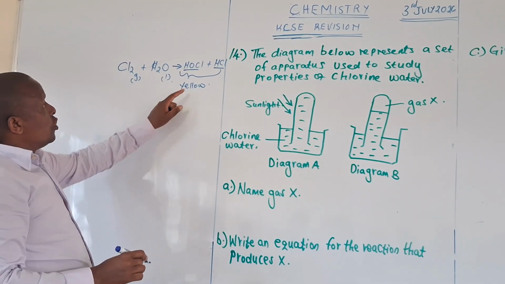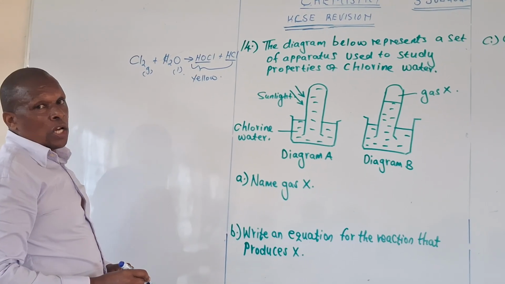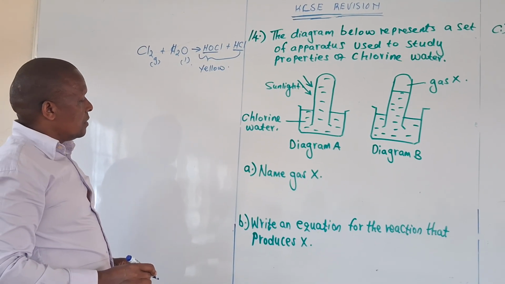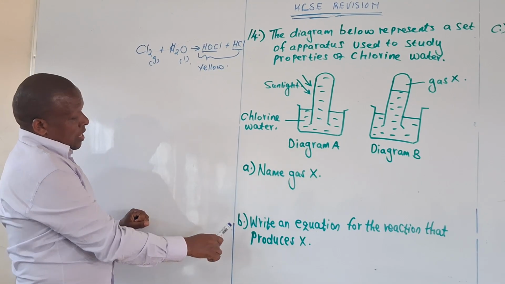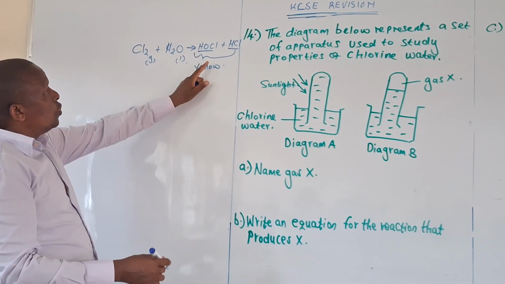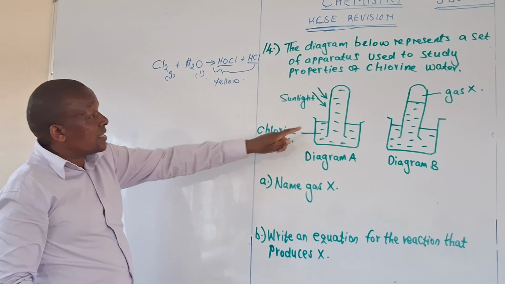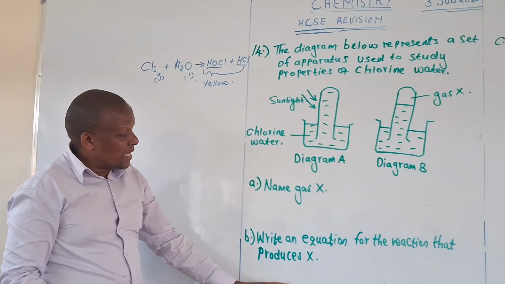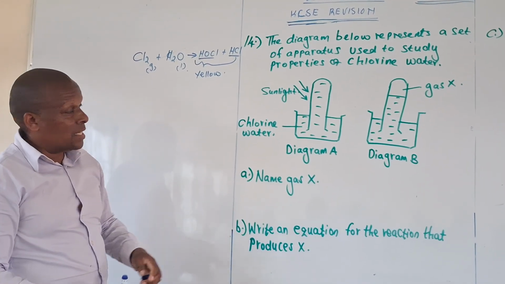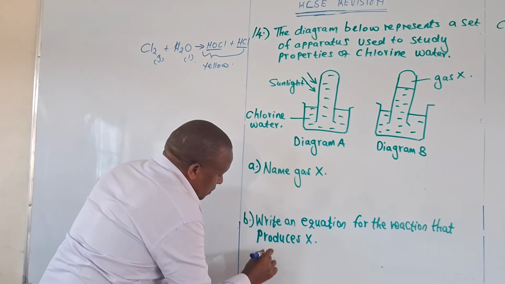Now, that is due to the presence of HOCl, which is also known as what? Chloric 1 acid. Now, for this first equation, write an equation for the reaction that occurs. On exposure to sunlight, chloric 1 acid decomposes to give us the gas that we are seeing there. So we write that equation so that it can assist us to get Roman A. So we have this equation.